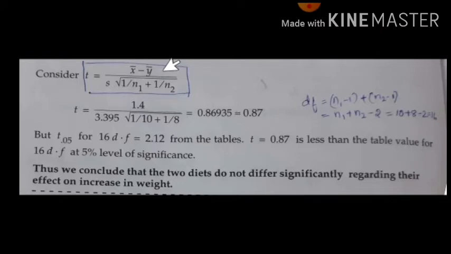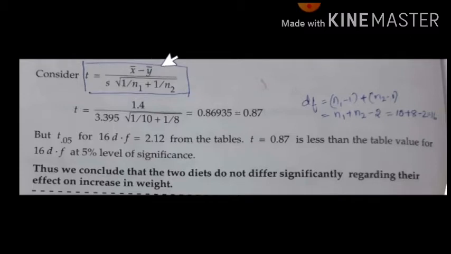It is the difference of the two given data means divided by S into root of 1 by n, which we used to write. Now here, instead of the root of one data, there are two data, so it is the addition of 1 by n1 plus 1 by n2. So this is the formula of the T value to calculate when two data are given.